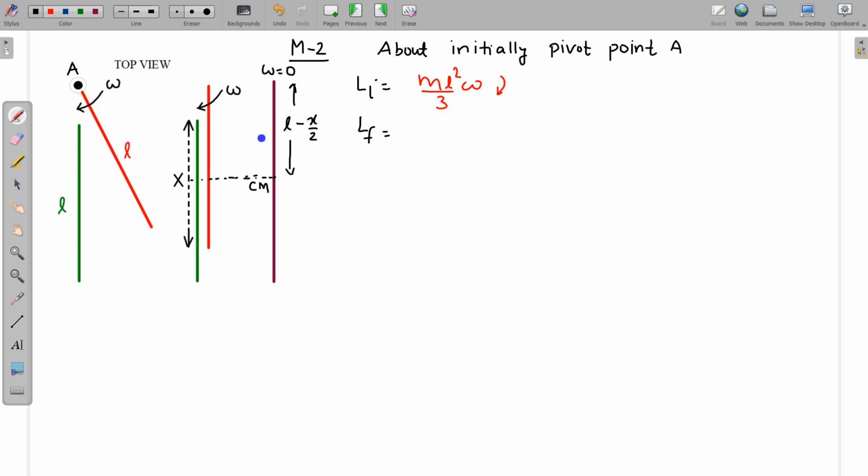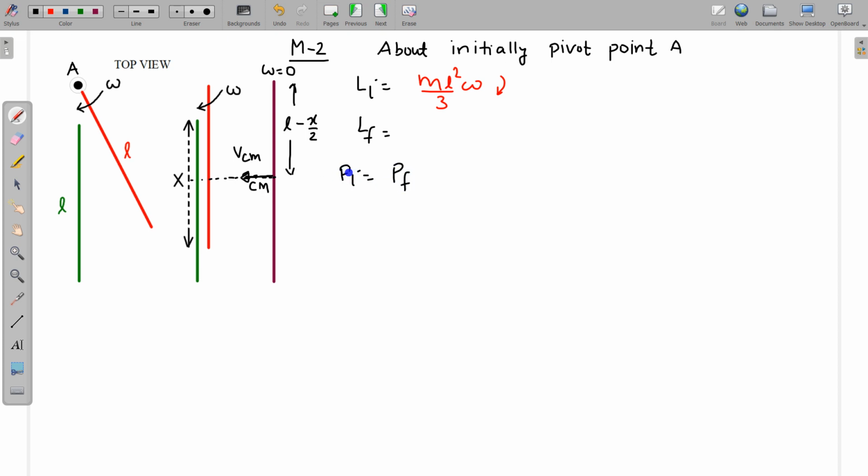All the points are moving with the same velocity. Obviously all the points are moving with the velocity of center of mass of the system. This is the center of mass of the system, and it is moving with VCM. So let us first find the VCM, then only we can write the L final. So before writing L final, I am calculating VCM. For that, P initial is equal to P final.